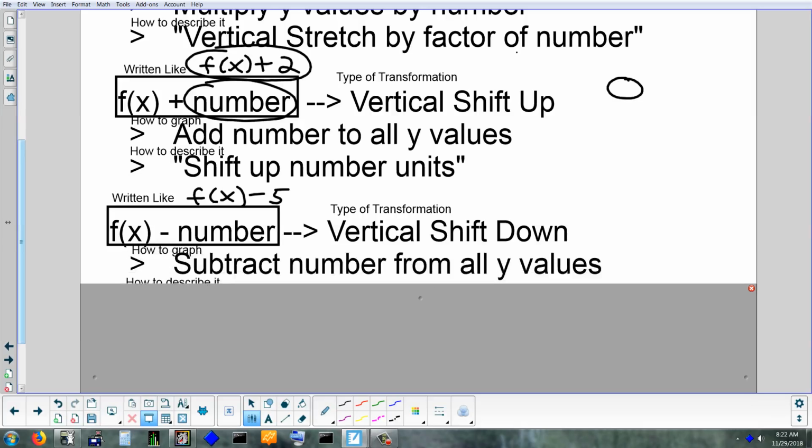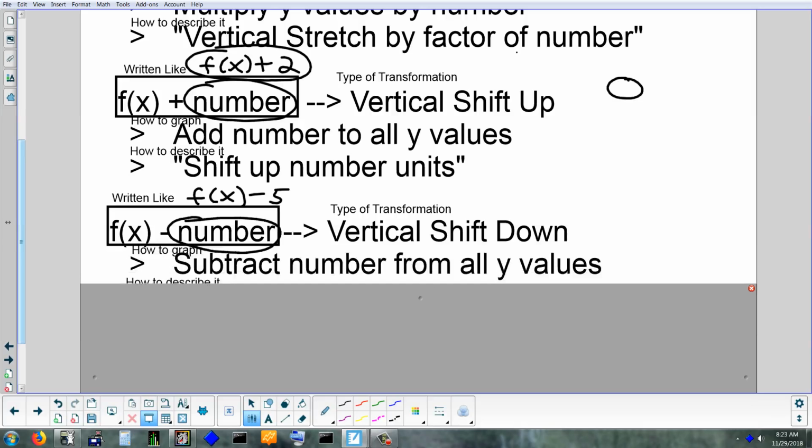So this time, to calculate your coordinates, if you were going to graph it, you wouldn't add a number to all the y values, you would subtract a number from all the y values. What's the number? Well, you look back right there. So in this case, it says subtract 5 from all the y values.